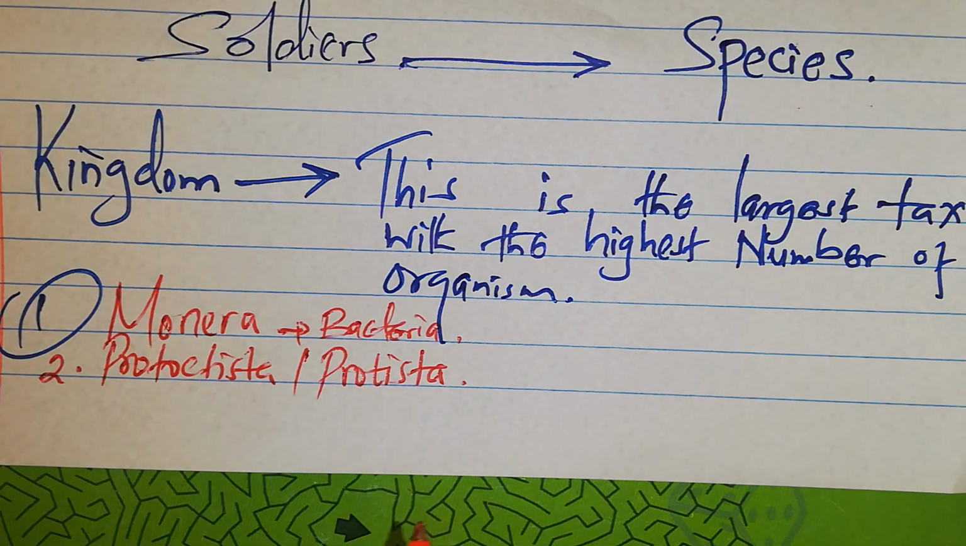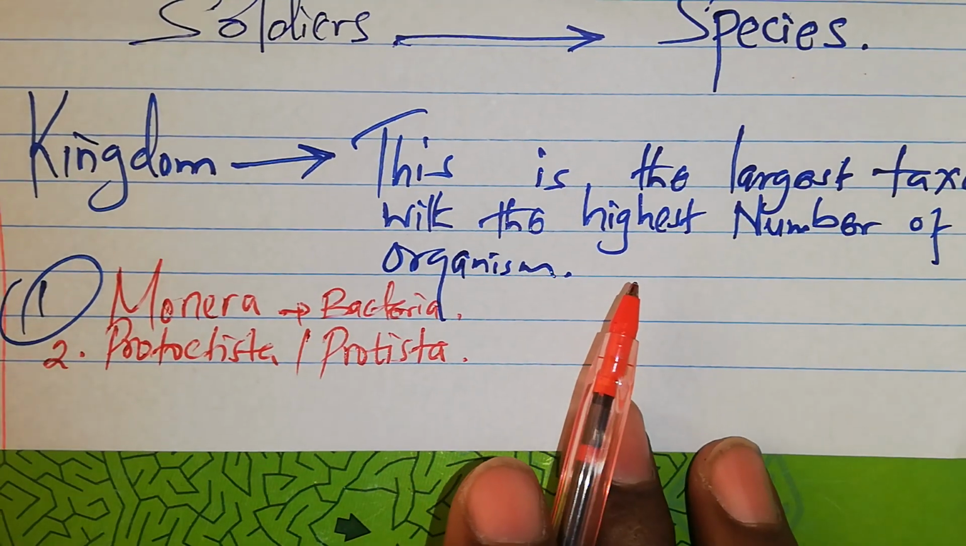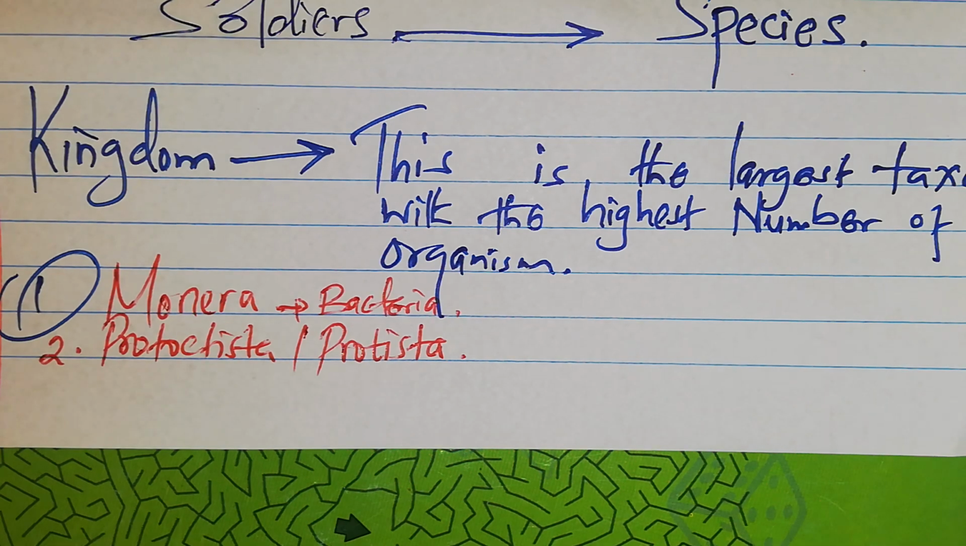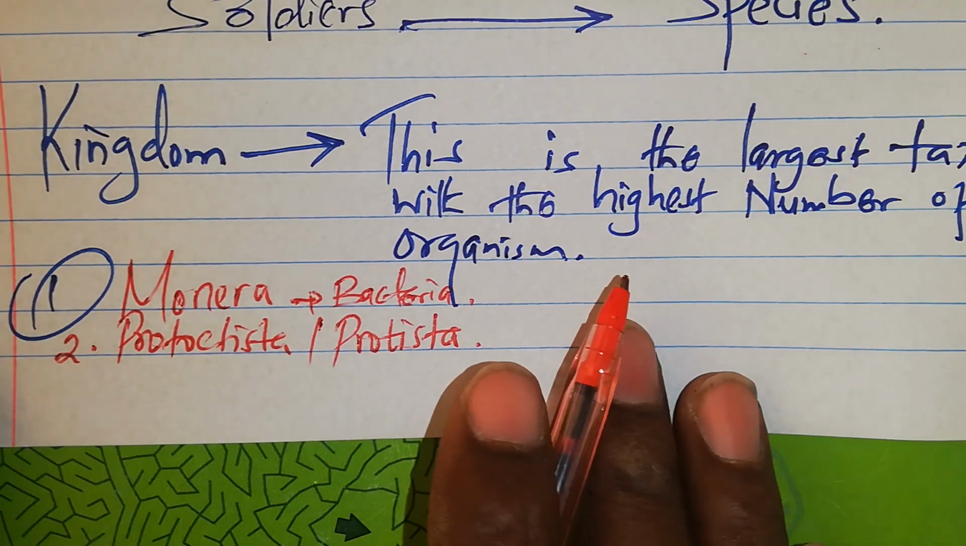Of course, these ones are protozoans. We shall give examples of these organisms in a later video. But we have organisms like the Plasmodium, Chlamydomonas, Spirogyra, Euglena, and several others in a later video.